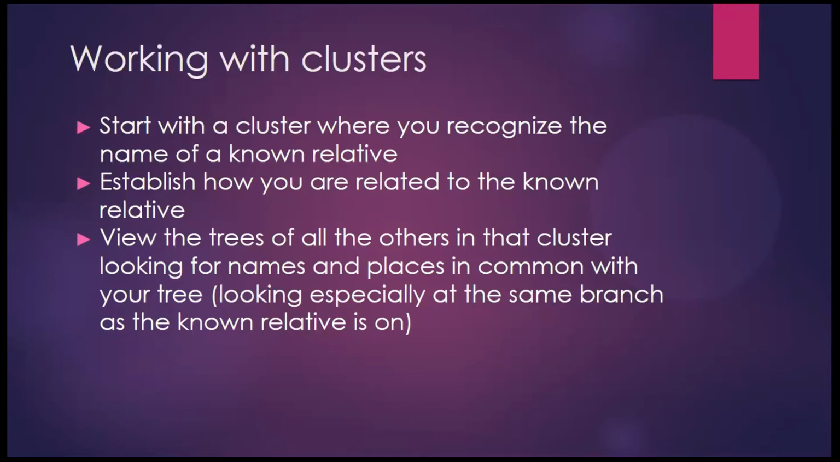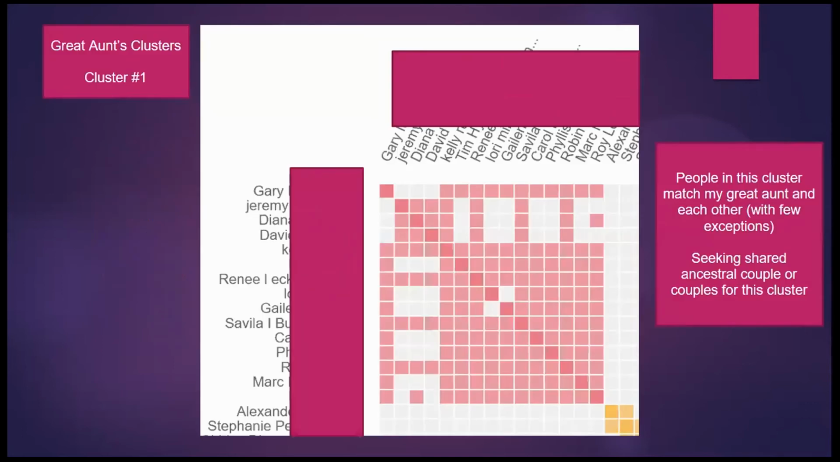After you've picked the right cluster to start with, you want to establish how you were related to the known relative. After you establish that, you want to view the trees of the other people in that cluster, looking for names and places in common with your tree and the same branch that the known relative is on. So let's go ahead and look at my great aunt's cluster again, and you can see what I'm talking about.